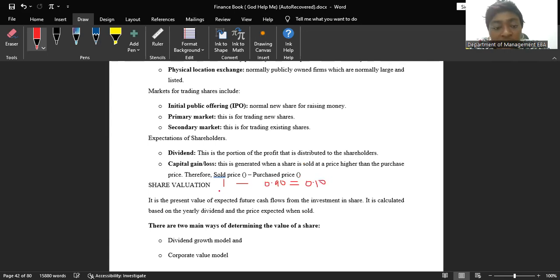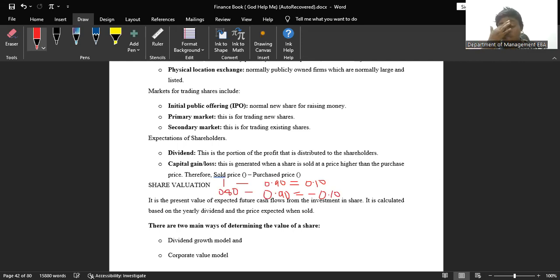Now, what if you sold it at 0.8, minus 0.9? This is going to give you a negative figure. That's a capital loss.